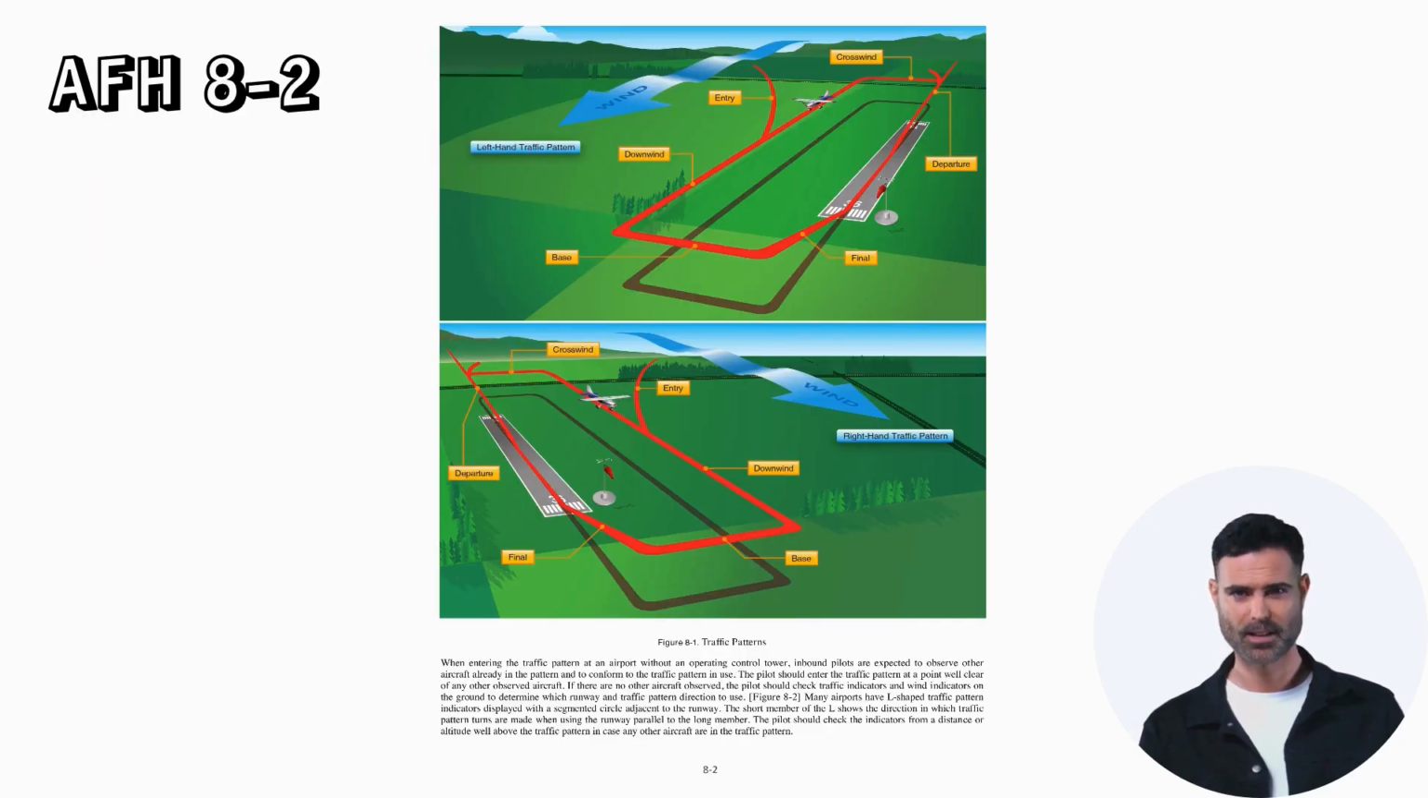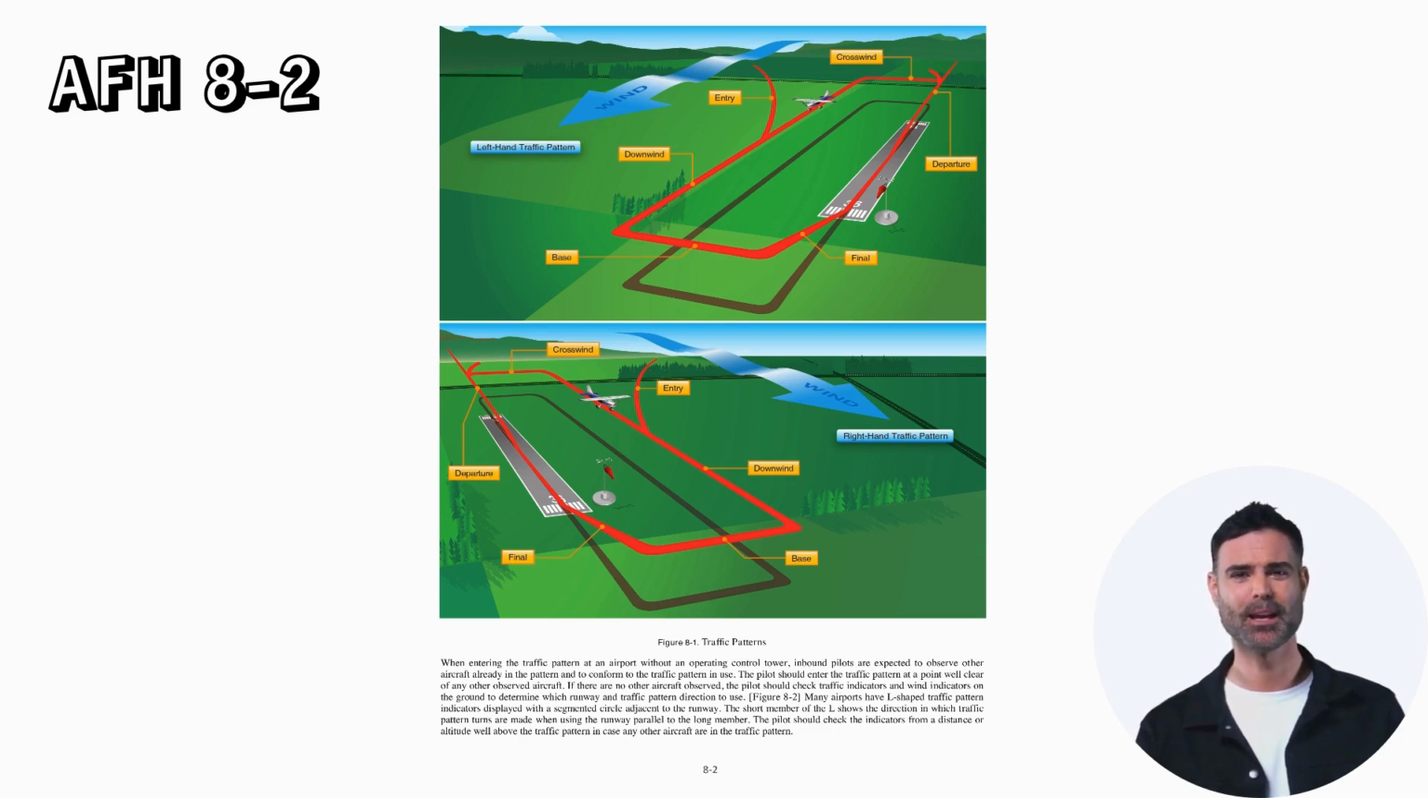When entering the traffic pattern at an airport without an operating control tower, inbound pilots are expected to observe other aircraft already in the pattern and to conform to the traffic pattern in use. The pilot should enter the traffic pattern at a point well clear of any other observed aircraft. If there are no other aircraft observed, the pilot should check traffic indicators and wind indicators on the ground to determine which runway and traffic pattern direction to use. Many airports have L-shaped traffic pattern indicators displayed with a segmented circle adjacent to the runway. The short member of the L shows the direction in which traffic pattern turns are made when using the runway parallel to the long member.